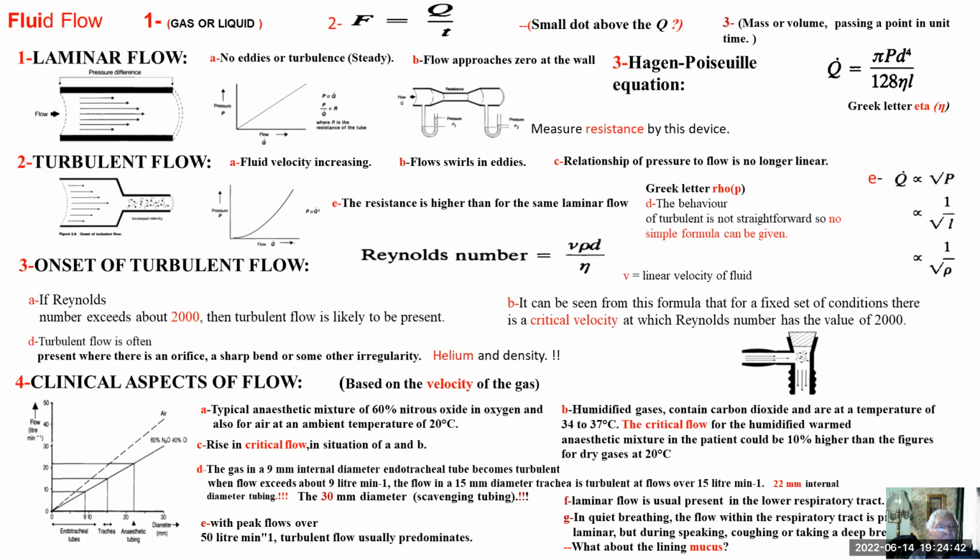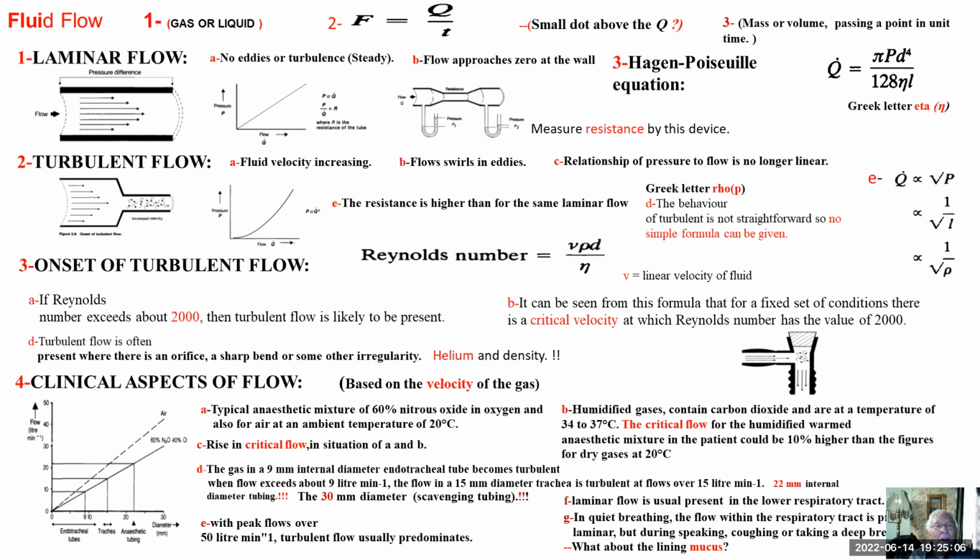We have in this slide 4 items. First of all, the laminar flow. As you can see, in laminar flow the layers are steady and there are no eddies or swirls. As we approach the periphery, we find the flow reaches 0. And of course, the maximum is in the middle, where it is doubled.